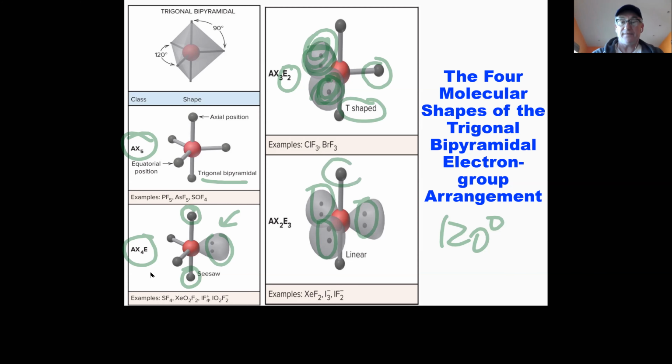Because if we put them here, that would give us a 90-degree angle between that lone pair and the other groups around it. That would get the electron groups too close to each other. We get too much repulsion. By putting them in the equatorial position, that gives us greater distance and less repulsion. And remember, all of these shapes are about reducing the amount of electron repulsion to the lowest amount you can possibly get. That means putting the lone pairs in the middle, not on the top or the bottom.